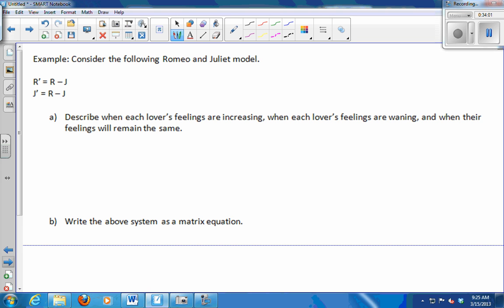All right, so I want you to take 10 minutes and work through this example in your groups.